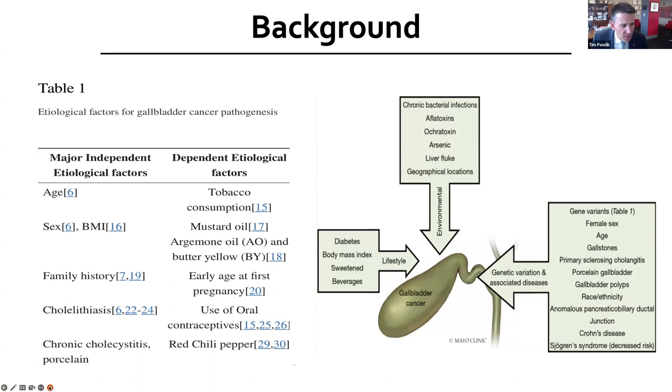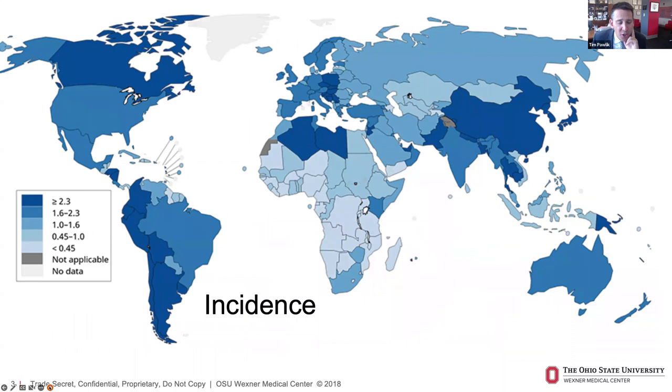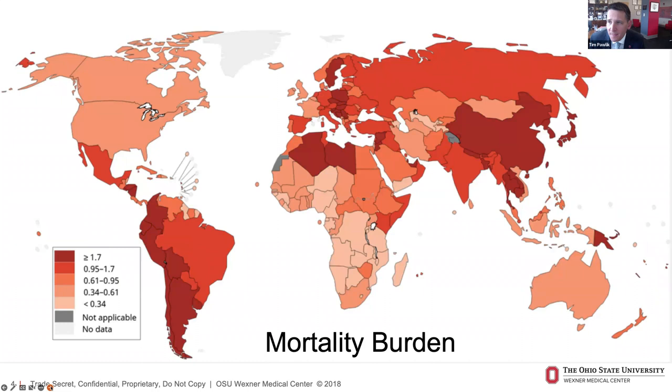As I did mention, there's a significant geographic variation in the incidence of gallbladder cancer around the world. And you can see here that the highest incidence levels are in South America. We all know that Chile has a very high endemic incidence of gallbladder cancer, and also some areas in Northern Africa and also in Eastern Asia. And the mortality burden associated with gallbladder cancer, not surprisingly, closely tracks with the incidence of the disease, with, again, South America, Northern Africa, and Eastern Asia being hit the hardest by this disease.